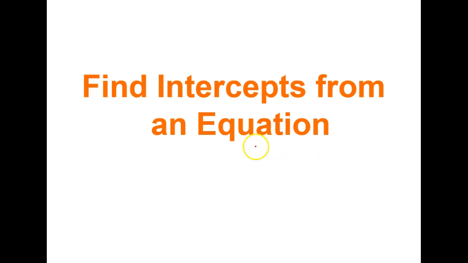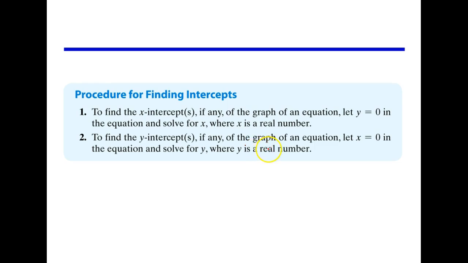Okay. So my next learning target, find intercepts from an equation. First we looked at graphs, and now we're looking at equations. So here's how I do this. To find my x-intercepts, I make y equals 0 in my equation and solve. To find the y-intercepts, I make x equals 0, and I solve and find those points.